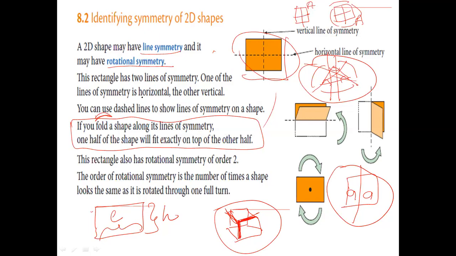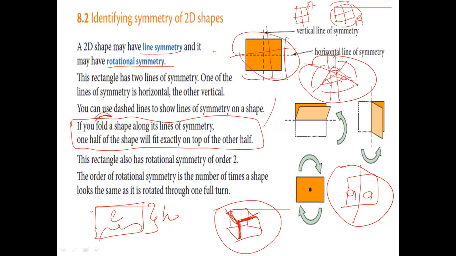One of the lines of symmetry is horizontal, the other vertical. Horizontal and vertical. You can use the dashed lines to show lines of symmetry on a shape. If you fold a shape along its lines of symmetry, one half of the shape will fit exactly on top of the other half. In the future, with the examples I'll show you, don't worry.